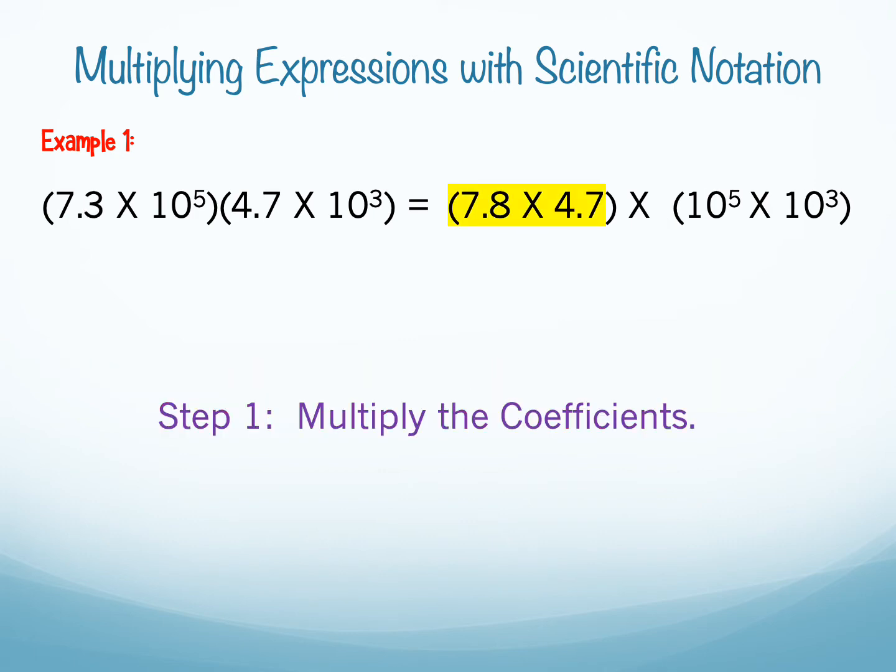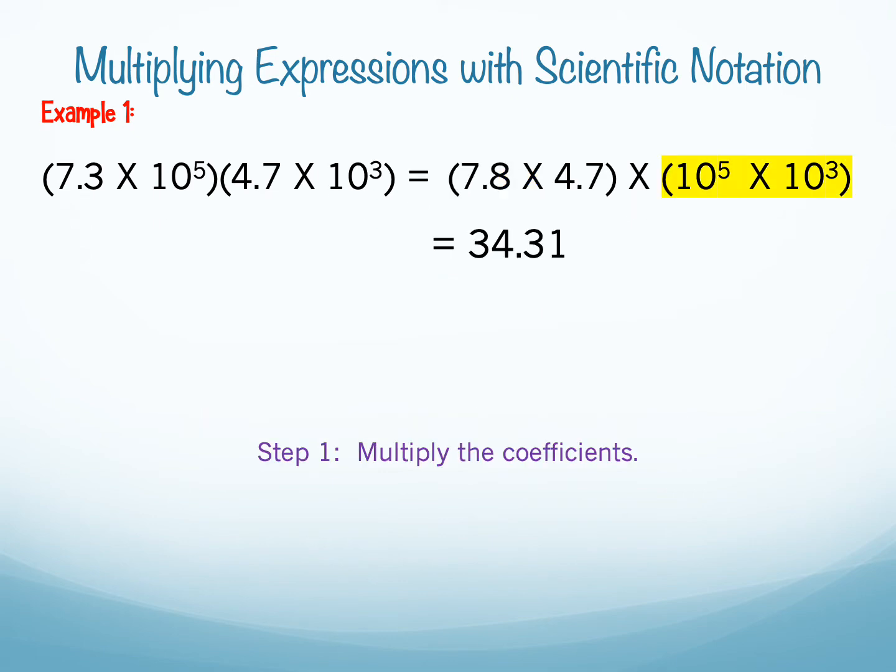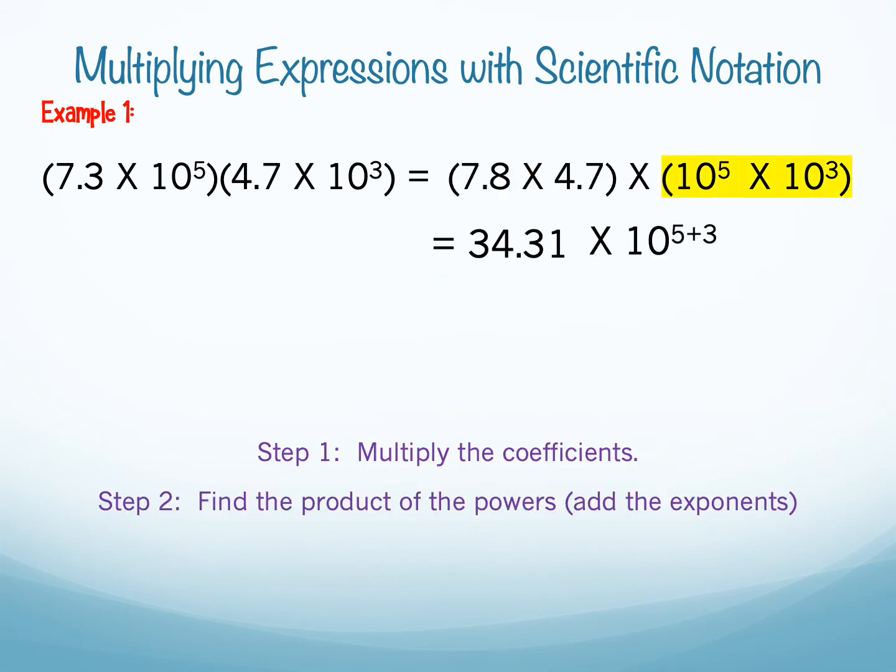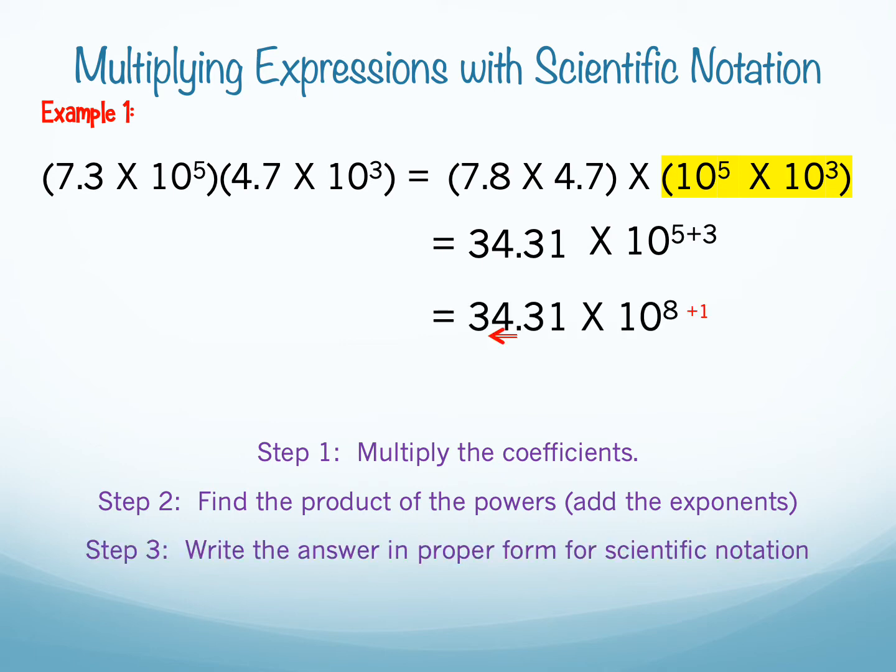We start by multiplying the coefficients and we get 34.31. Next we multiply the product of the powers and we get 10 to the fifth times 10 to the third, or 10 to the 5 plus 3, 10 to the eighth. Now to solve this we must write the answer in proper form for scientific notation.